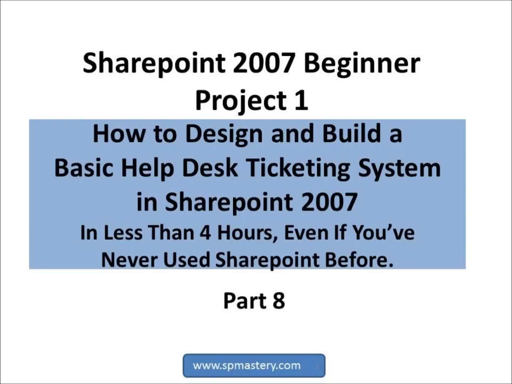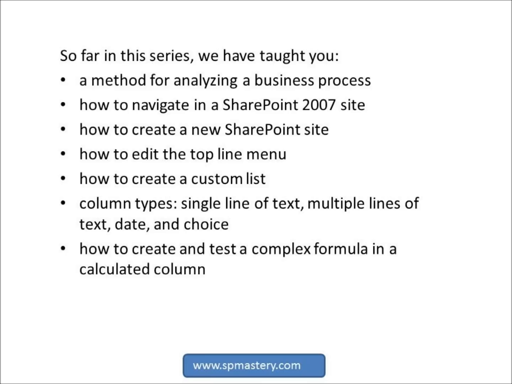This is Part 8 of SharePoint 2007 Beginner Project 1, how to design and build a simple help desk ticketing system in under 4 hours, even if you've never used SharePoint before. So far in this series, we have taught you a method for analyzing a business process, how to navigate in a SharePoint 2007 site, how to create a new SharePoint site, how to edit the top-line menu, how to create a custom list, column types of single line of text, multiple lines of text, date, choice, and calculated column, and how to create and test a complex formula in a calculated column.